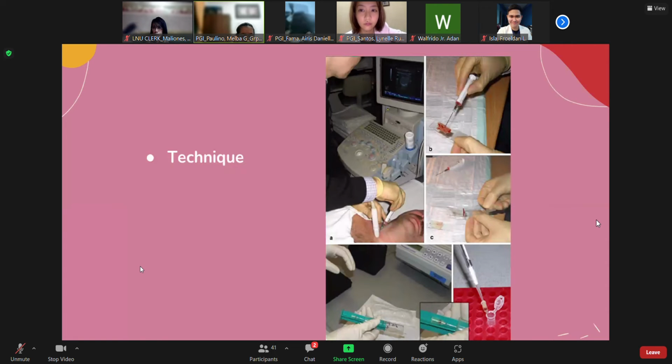For the technique, this is done with the patient placed in a supine position with a pillow under the shoulder to hyperextend the neck, and the patient is instructed not to move or swallow. The nodule is fixed by immobilizing it with two fingers. Local anesthesia may or may not be used because the needle used is usually thin, 23 to 25 gauge. The needle will move rapidly to and fro in the same needle track, and then the specimen is expressed on the slides that will undergo histologic studies. Next slide, please.